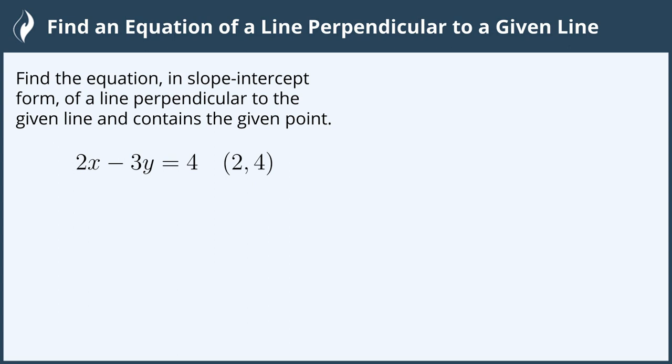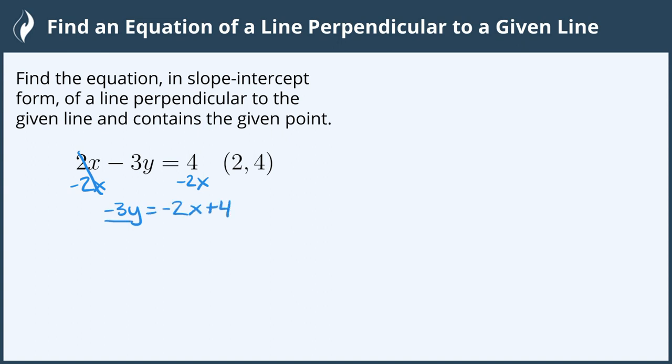The first thing we need to do is find the slope of the given line so that we can find the perpendicular slope. To do that, we'll solve for y. So we need to subtract 2x from both sides, and we will get negative 3y equals negative 2x plus 4.